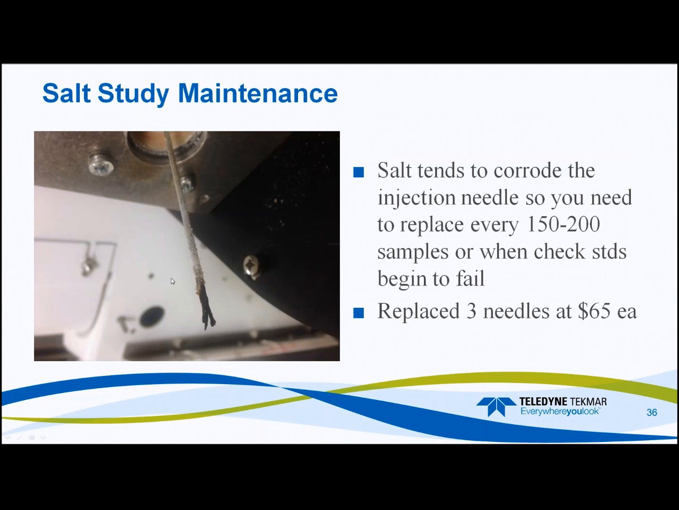So this is a picture of the sample needle, and as you can tell, this was after about 200 samples. I started to see the percent RSDs creep up to around 4 or 5%, which I knew then I was going to get a failure coming on slowly after that. So at that time, when I replaced that needle and the sample line, each of those cost about $65 to replace.